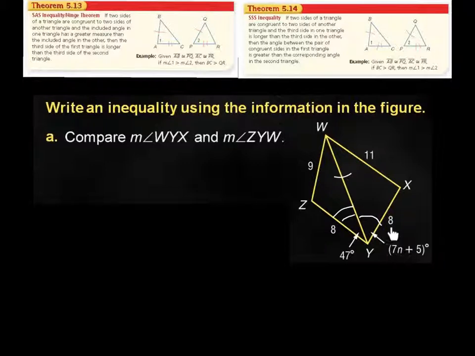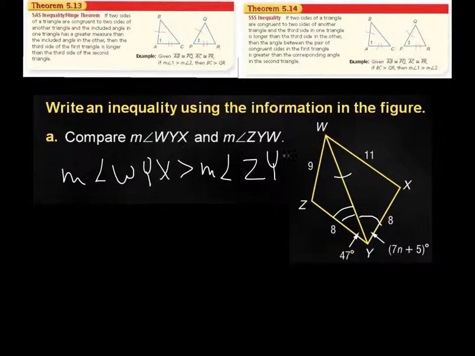So that means that we've got our side-angle-side scenario going on. The angle with the larger side opposite must be the larger angle. So in this case, it'd be WYX. So the measure of angle WYX is greater than the measure of angle ZYW.